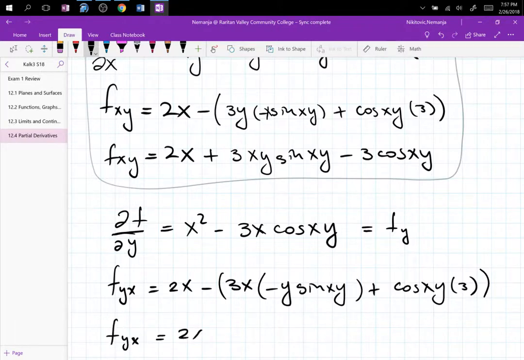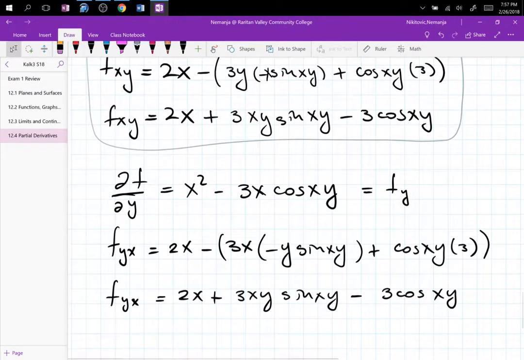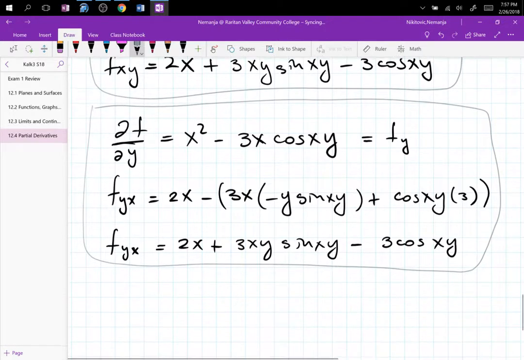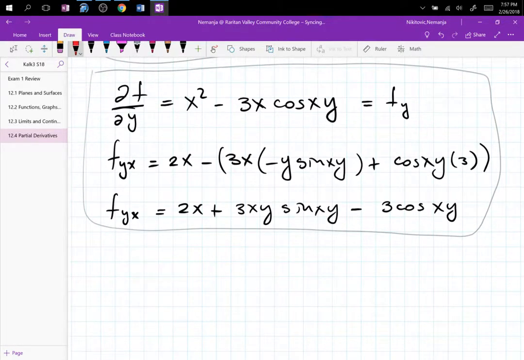So we have 2x minus, and minus give me plus 3xy sine xy minus 3 cosine xy, and it's the same. So it doesn't matter, right? I mean, this is not a proof. This is an example for you to see something like this. And then we write the theorem for mixed partial derivatives.